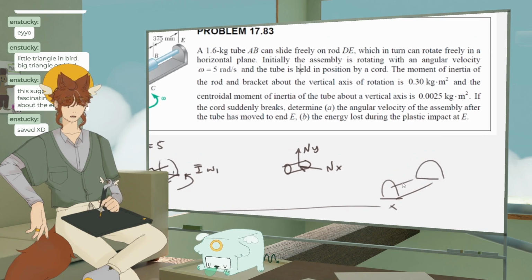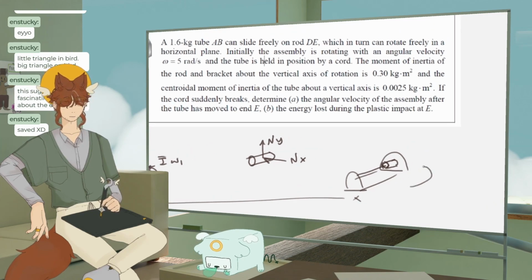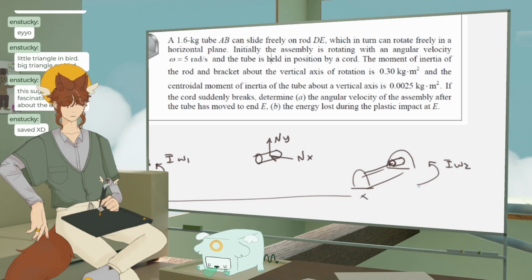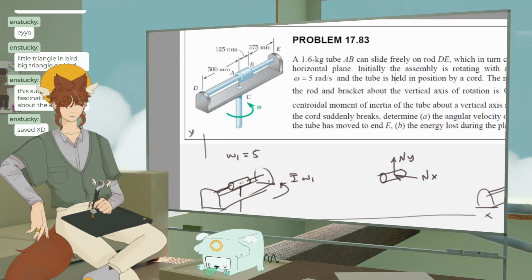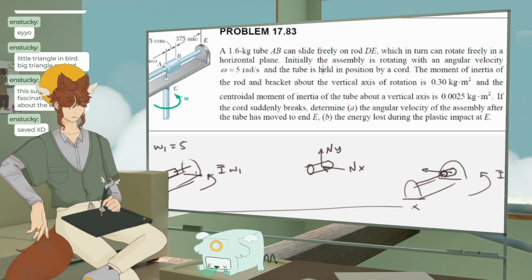After the tube is moved to end E, it moves all the way back here. So its center of gravity is gonna go out a certain point, and we're gonna have to find the distance of the center of gravity, and then see what the I bar omega 2 is. For this little dude, it is gonna have a velocity on both of these. This one is not gonna have a velocity. It's stuck at its center. This one is gonna have a velocity going this way.